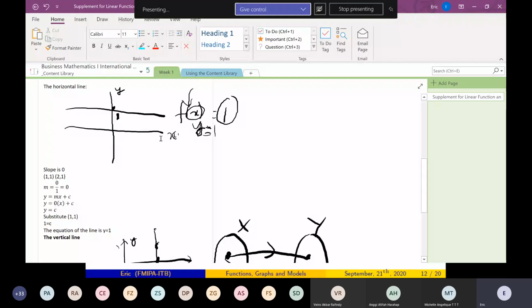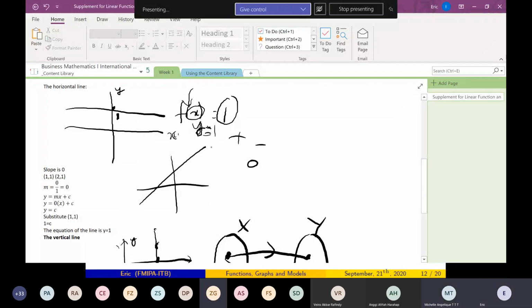You remember when I discussed this? What is the slope of this line, positive, negative, or 0? Positive, when it goes 1, it goes up by 1. What about this one? Negative, because when I step 1, it goes down by minus something.